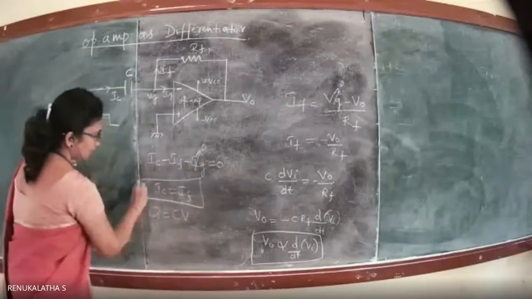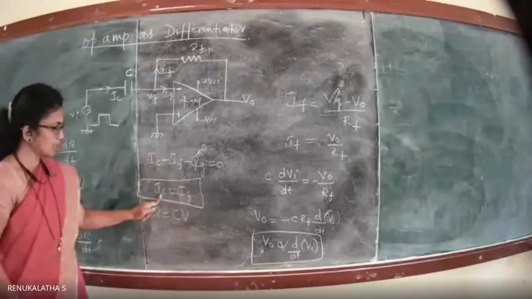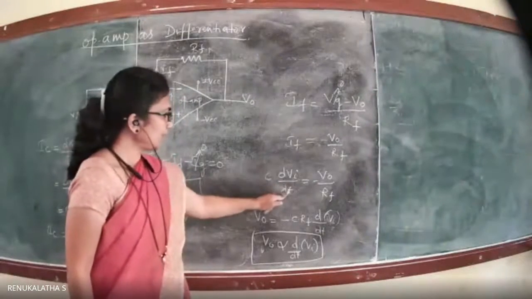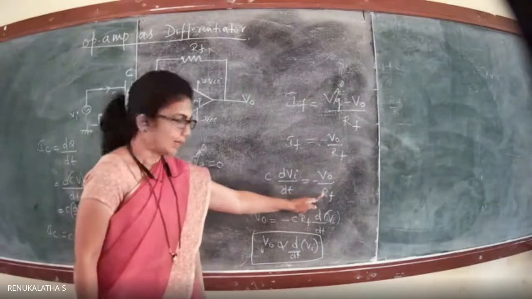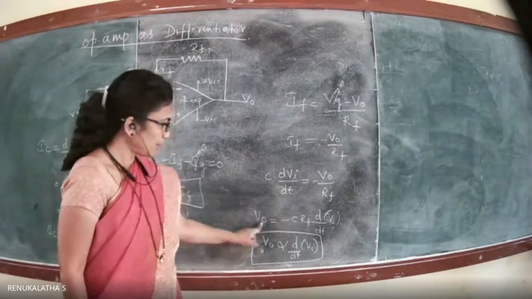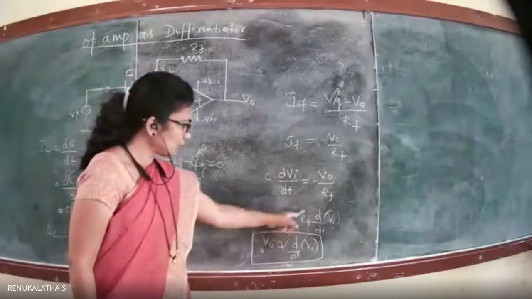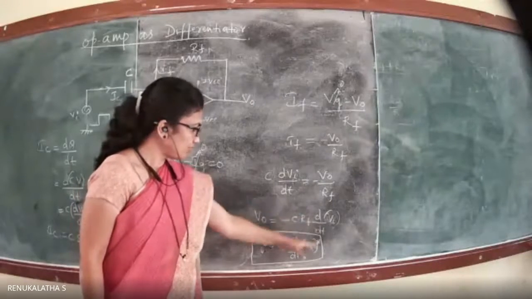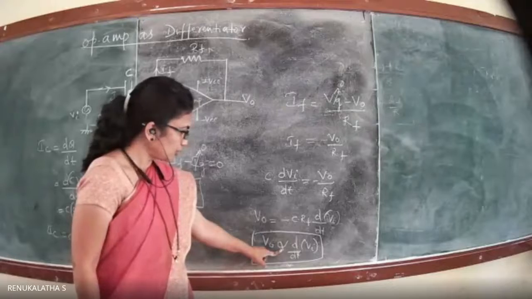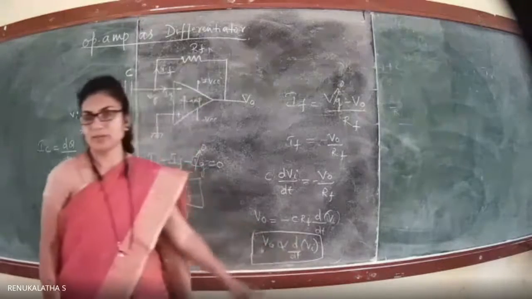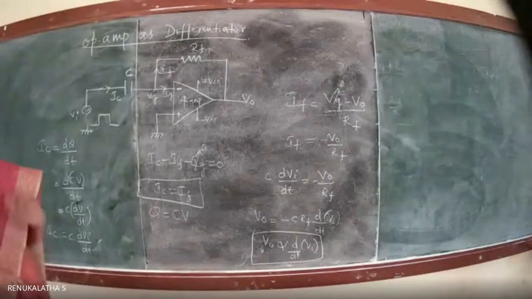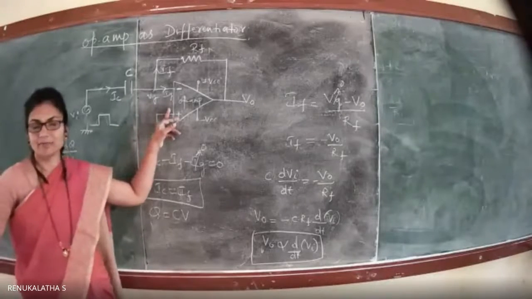So then we know that IC is equal to IF. We know what IC is, we know what IF is now. Equate both. IC is C into dVi by dt, and that is equal to minus V naught by Rf. That is all we did. So you can find the expression for output voltage. These two are constants, so take them out. V naught is equal to minus C into Rf multiplied by d by dt of Vi. So it is directly proportional to the derivative of the input voltage. The expression shows that the output voltage is the derivative of the input. Hence we say that the circuit works as a differentiator.